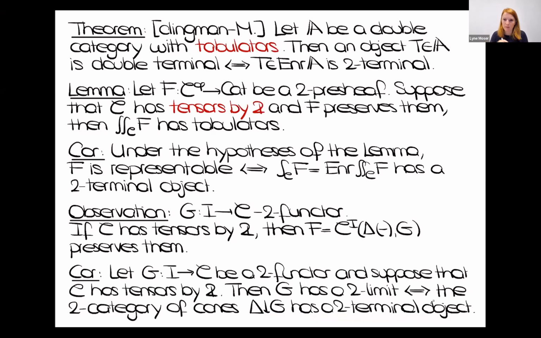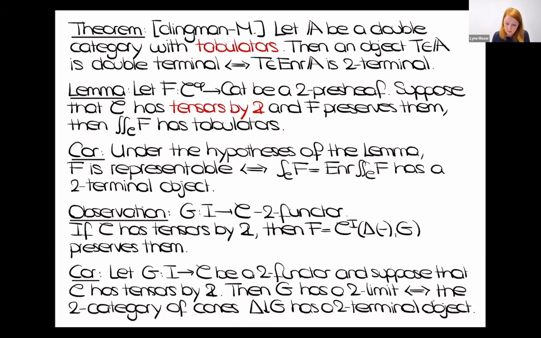And this is kind of what this theorem is saying. So, yeah. If you want to compute 2-limits in Cat, then you can simply compute terminal objects in the 2-category of cones.